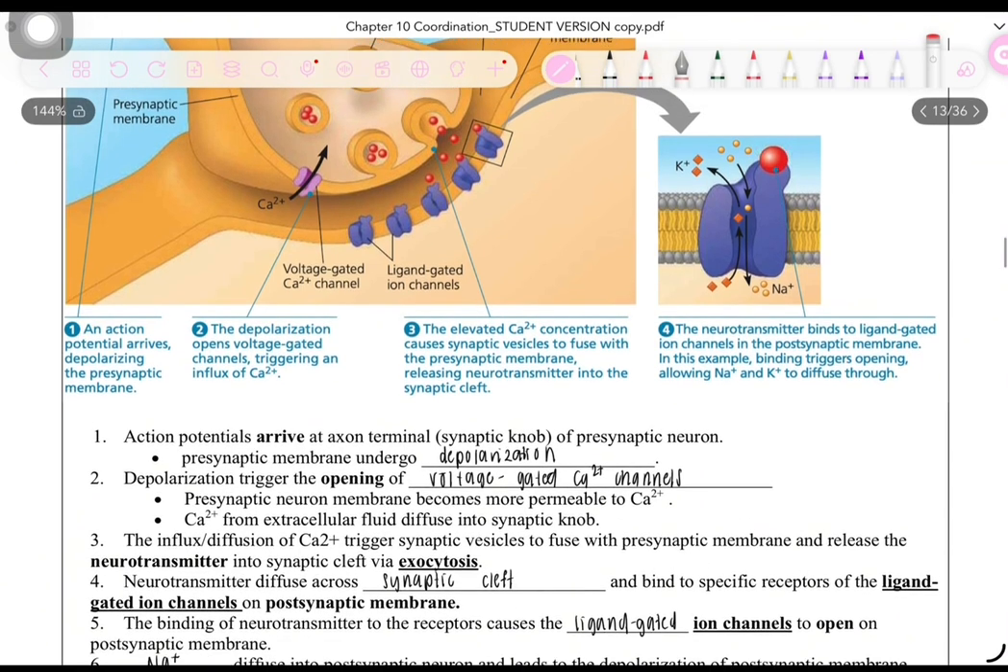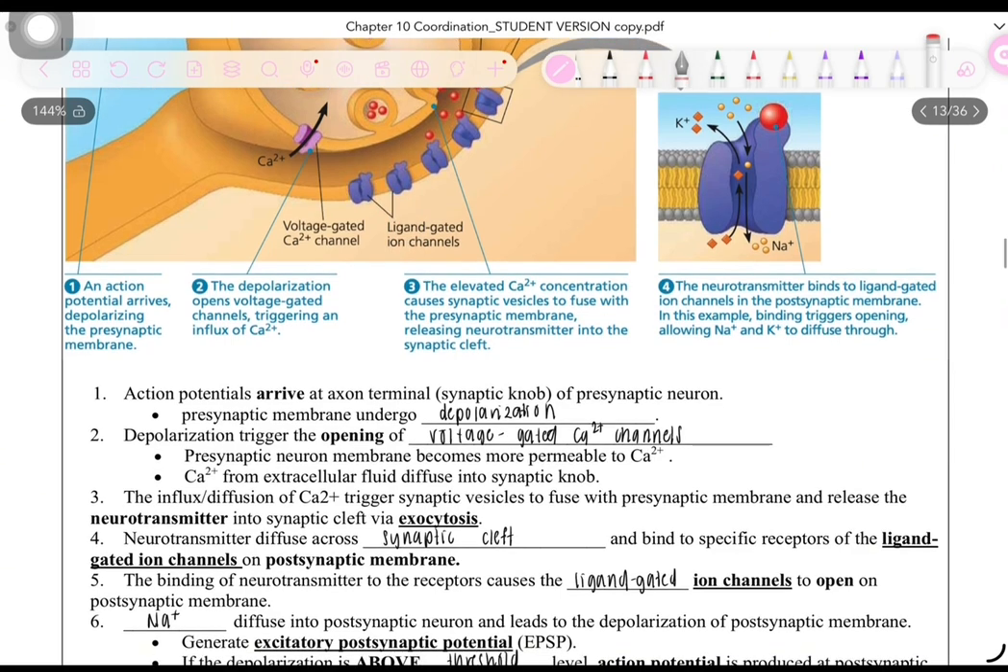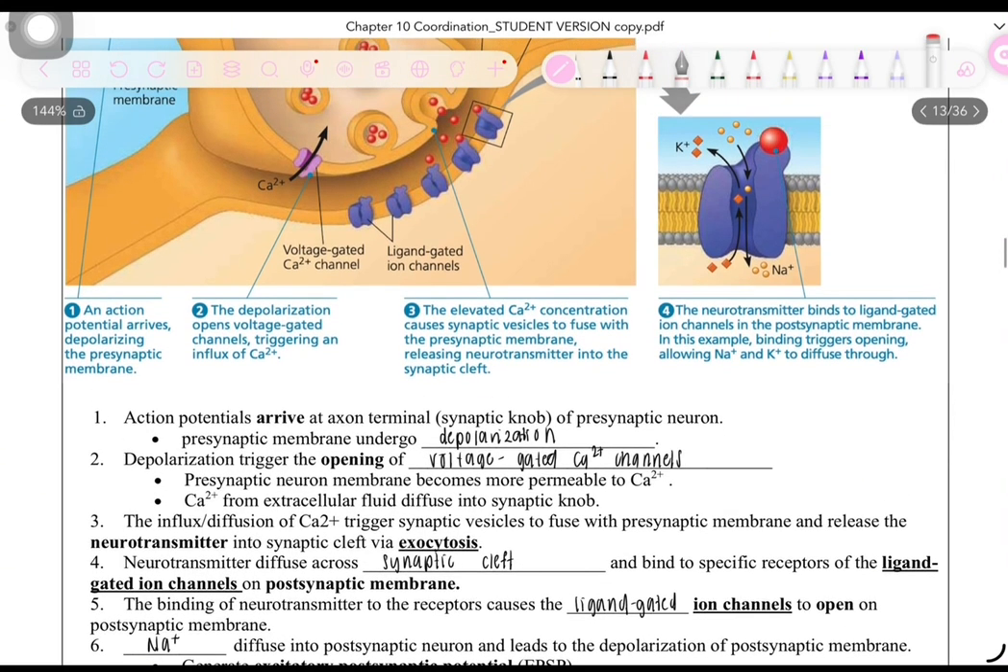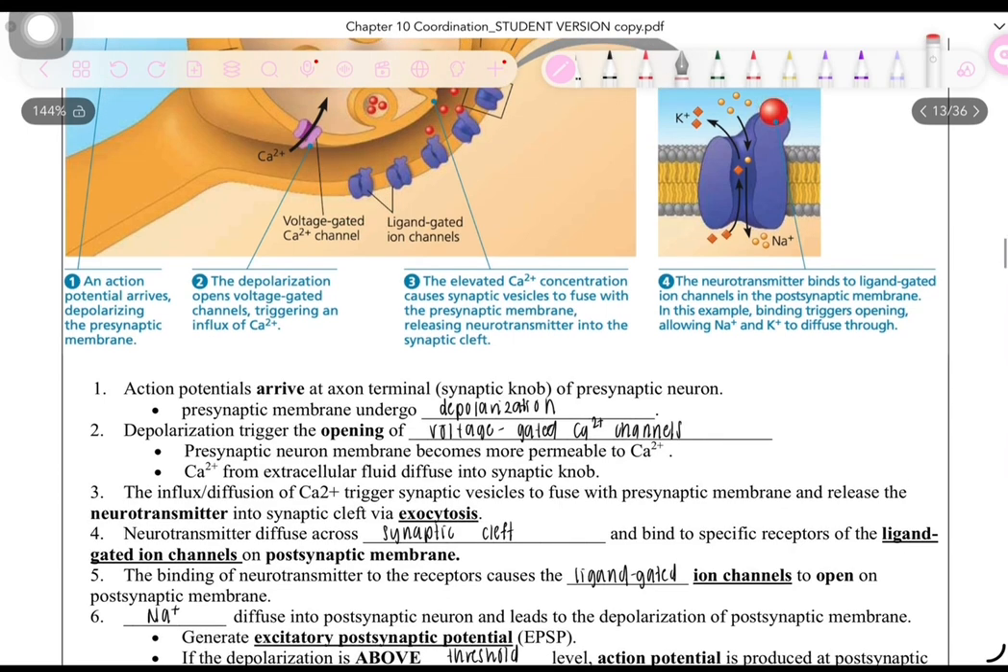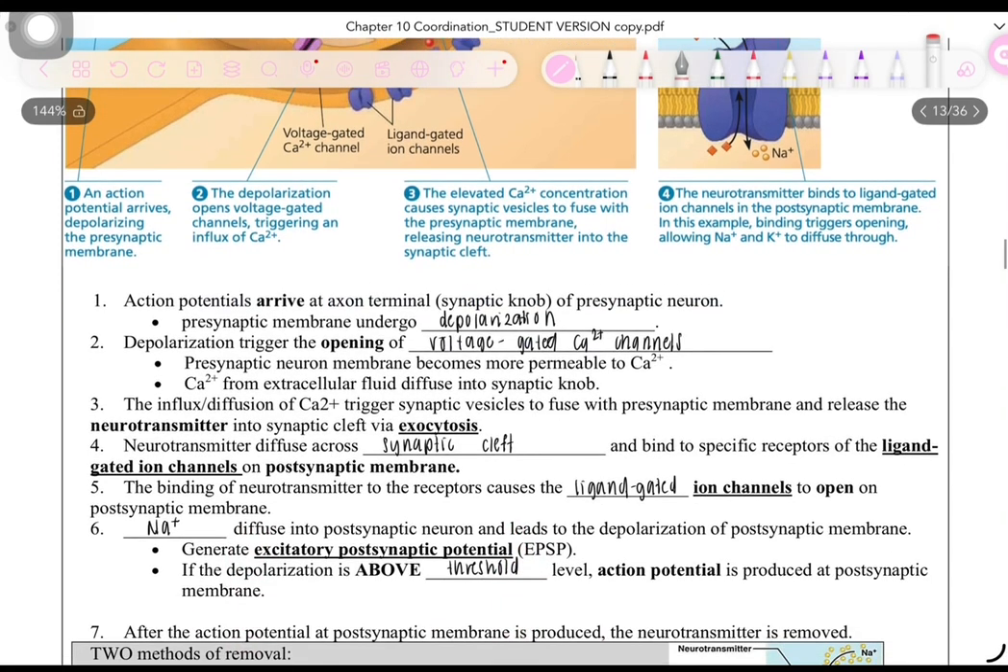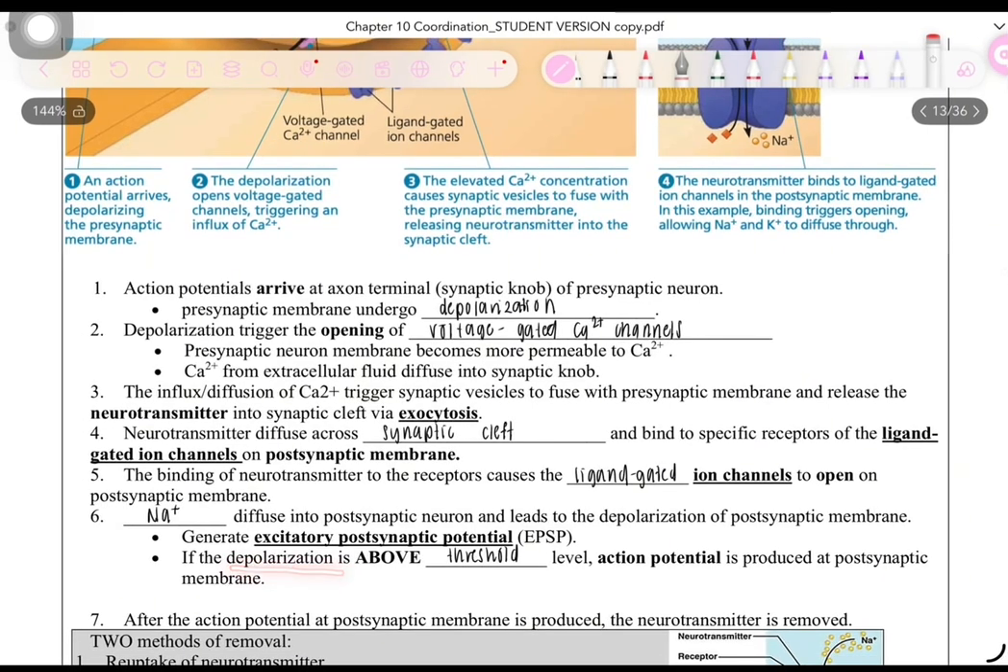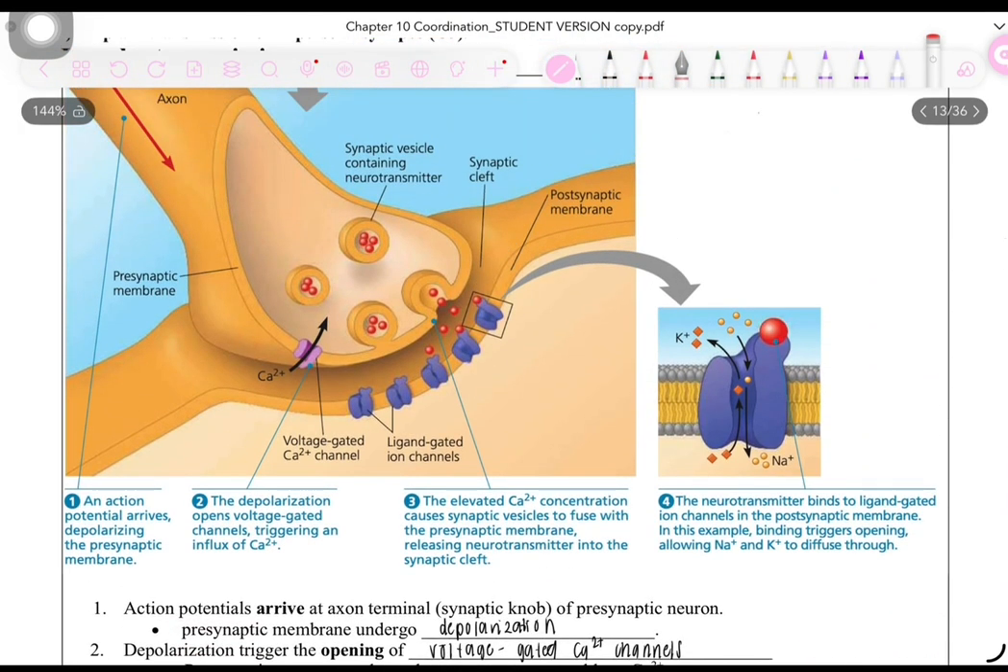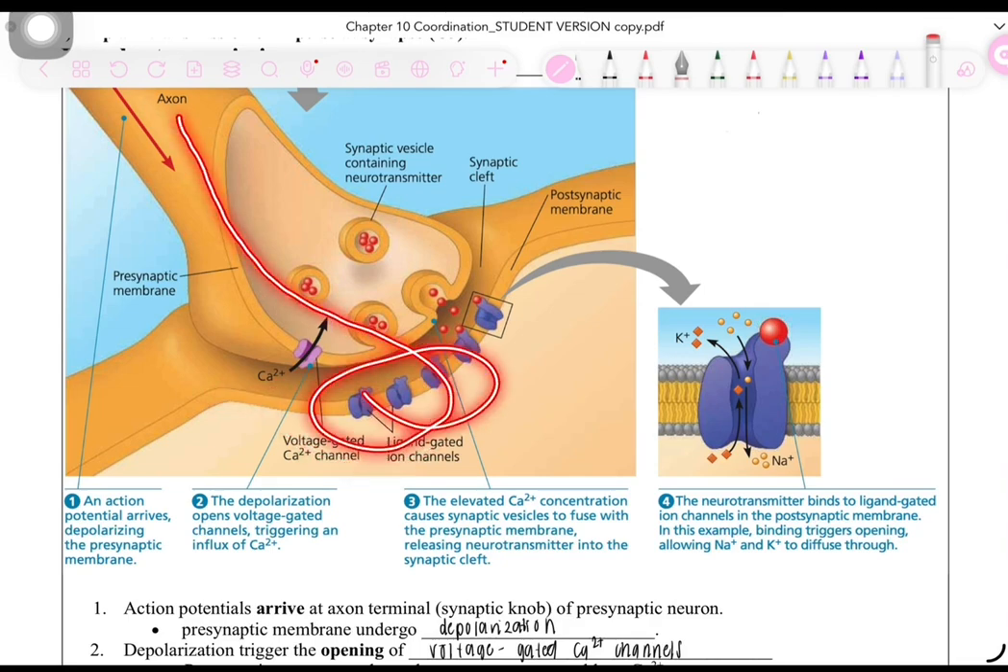When this opens, it will allow, for example, Na+ to diffuse through, and this will trigger depolarization on the postsynaptic membrane. When depolarization occurs, it will generate an excitatory postsynaptic potential, which is the EPSP. When the depolarization is above threshold level, an action potential is produced at the postsynaptic membrane. As we know just now, the action potential starts from here, right? Now that it's produced here, basically it's transferred down here.